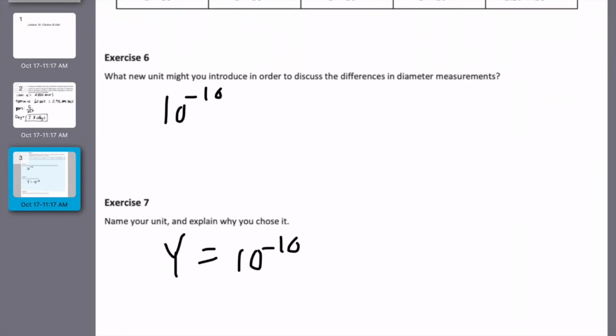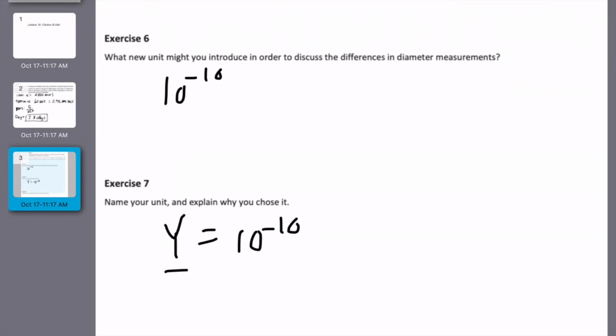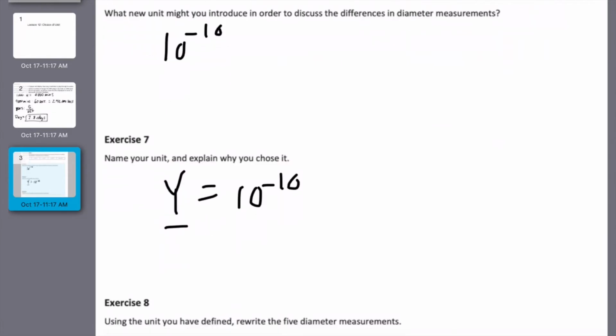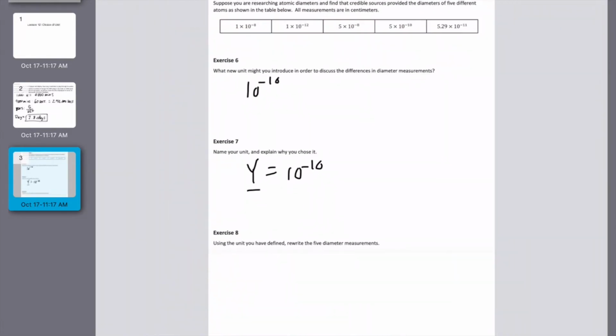So that's what we're going to roll with. We're going to say that y is how we label our unit. So, using the unit that you have defined, rewrite the 5 diameter measurements. So this is what I need to do. I need to take 1 times 10 to the negative 8th and change it so that it's times 10 to the negative 10th.